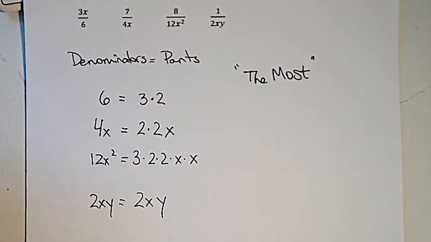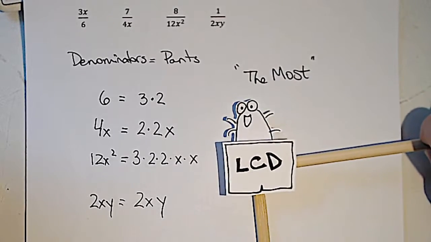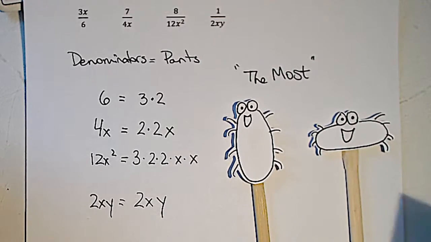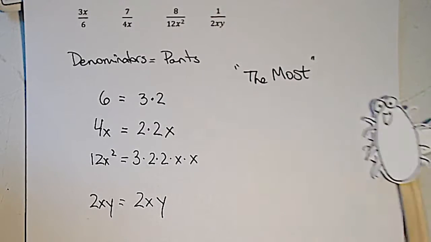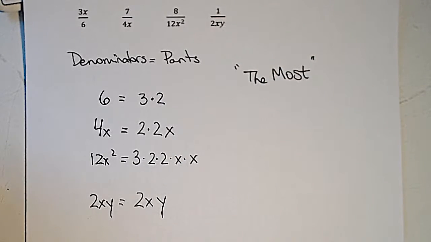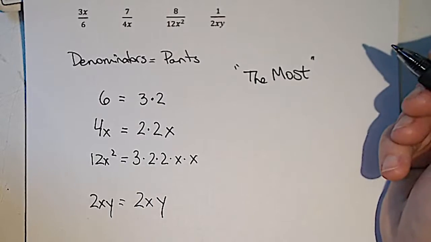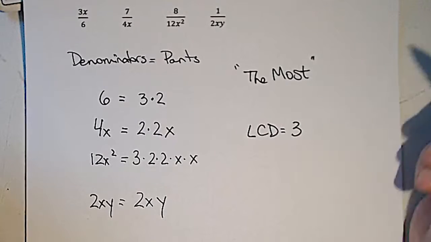Now, what does the most mean? Well, with this spider was the most tall, so I made really tall pants so they'll fit this spider. This spider was the most wide, and so I made them big enough to fit the most wide. So for each of these, you want to look through and you want to see, okay, where's the most 3s? I've got 1 3, 0 3s, 1 3, 0 3s. So for my LCD, I need one of the 3s.